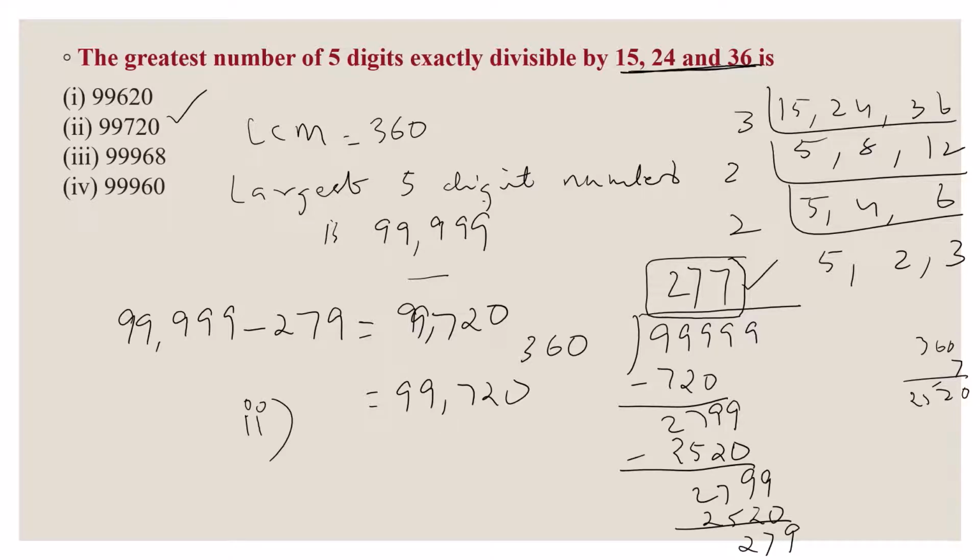So when you get a question like this, what you should do is take the LCM and the 5-digit number, divide it, take the remainder and subtract it from the given number. Similarly, you can adopt the same method for greatest number of 4 digits or 6 digits, whatever it is. Okay, you adopt the same method.